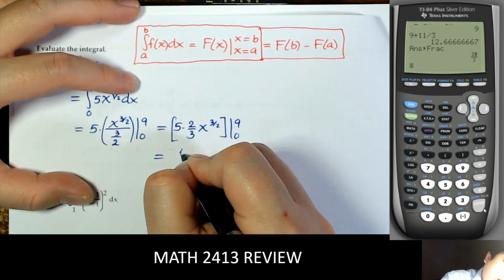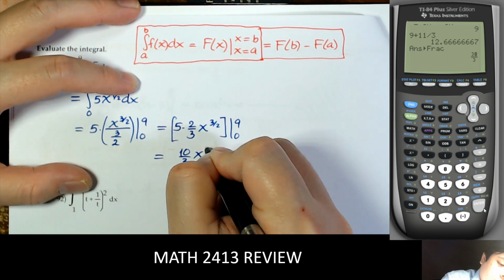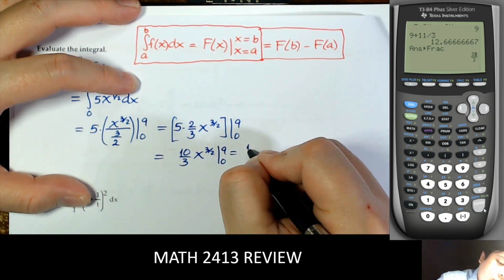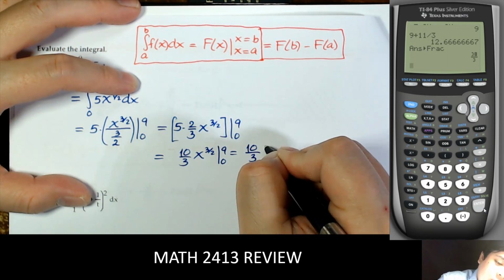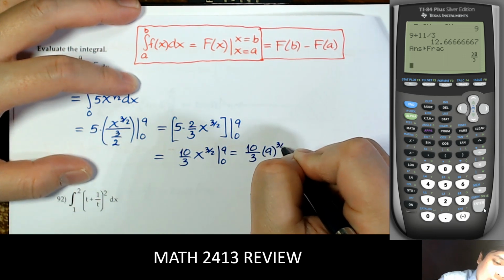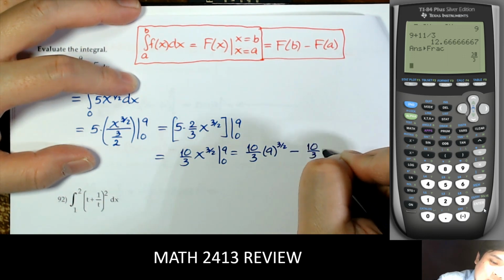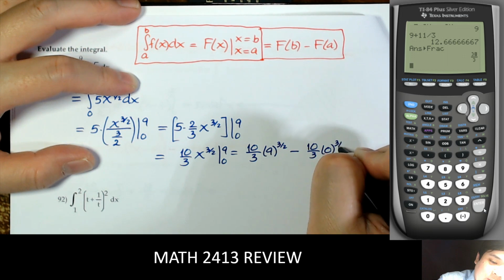So that gives us 10 over 3 x to the 3/2, going from 0 to 9. Now we have 10 over 3 times 9 to the 3/2, minus 10 over 3 times 0 to the 3/2.